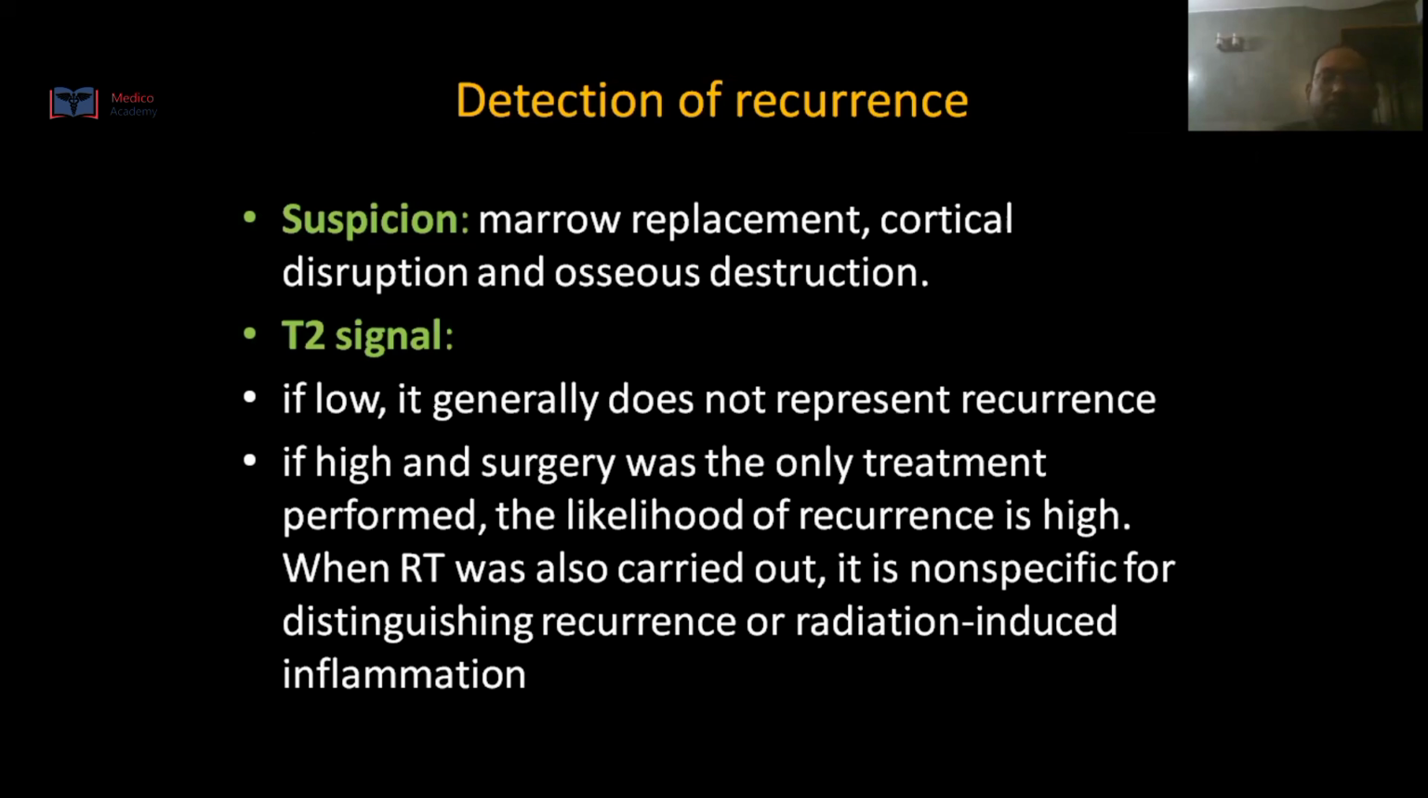When we are studying the case for the detection of recurrence, the suspicion is high when the marrow replacement is there and the cortical disruption and osseous destruction has happened. In case of T2 signal, if it is low it generally does not represent recurrence, if it is high and surgery was the only treatment performed, then the likelihood of recurrence is high. If radiotherapy was also carried out, it is non-specific for the discrimination of recurrence or radiation-induced inflammation in a T2 image.